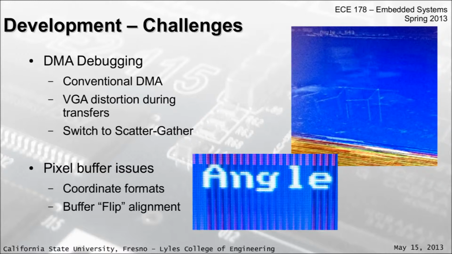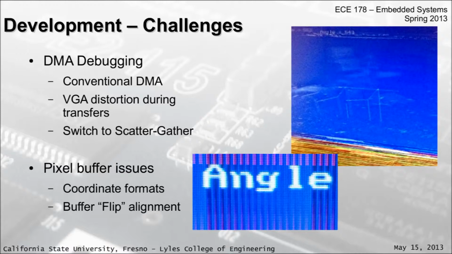As a solution, it was changed over to Altera's scatter-gather DMA controller. And the main difference between the two is the scatter-gather does numerous small transfers. And it's easier to program many small transfers instead of one big transfer.